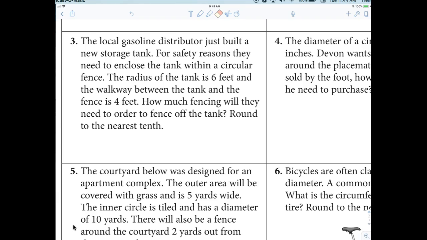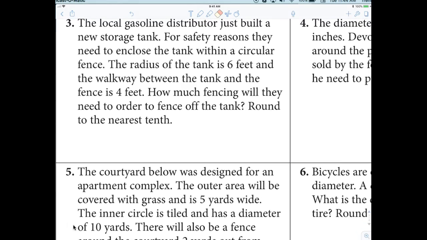All right, so you have to draw this out. Please, draw this out. Look. So here's the tank. All right? And when you draw the tank, the radius of the tank is 6. You with me? And then it says we're going to have a walkway between the tank and the fence. So we're going to put a walkway this way. You hear me? So from here to here is how much? 4 feet. Do you agree with that? So the radius of the fence is going to be how much?